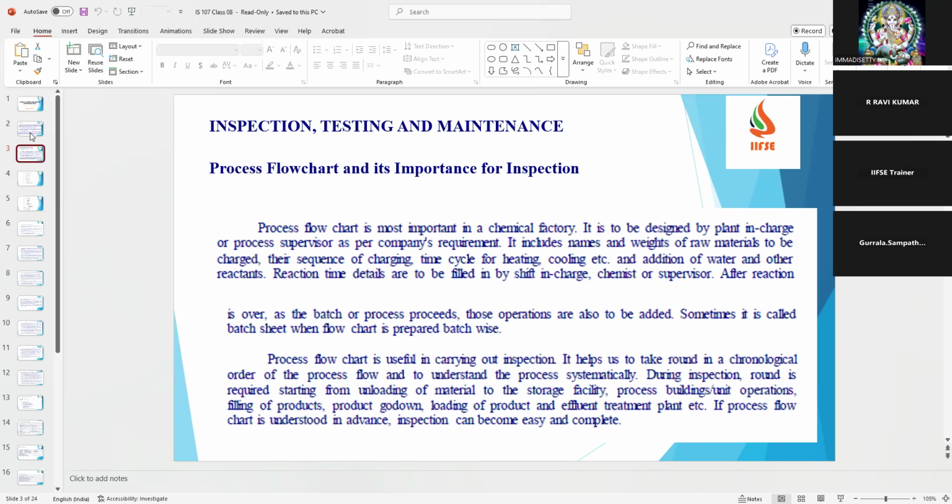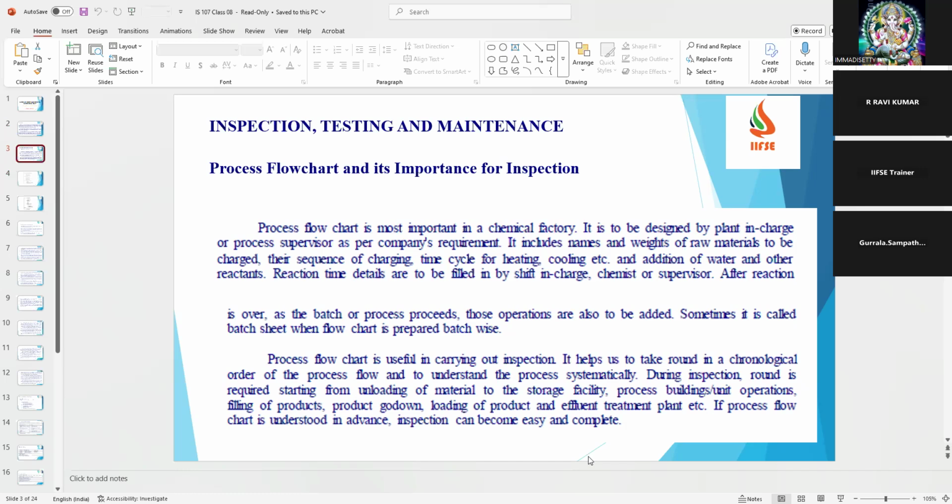Okay, so then I'll take it from the last paragraph. Again, the process flow chart is useful for carrying out inspections. Basically, it gives a skeleton from where we can start.